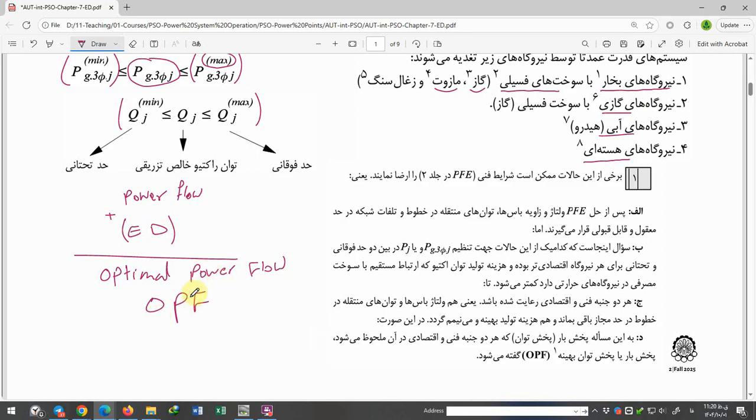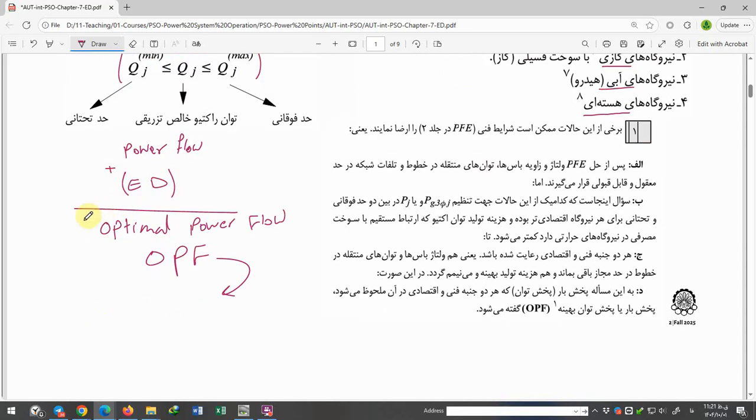Optimal power flow means you think about the technical and economical aspects of power systems.